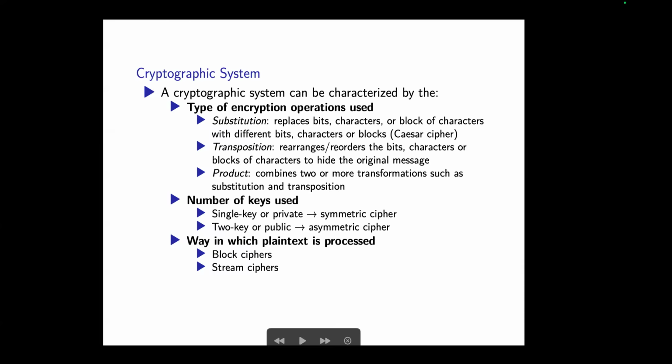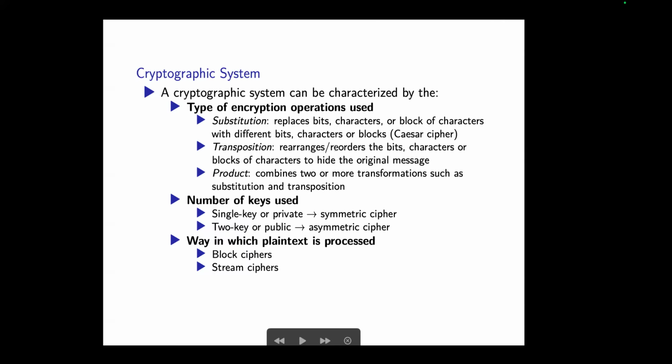So we will see later the concrete algorithms, how they do it and how they use those two mechanisms to achieve the complexity that makes them difficult for cryptanalysis, right? Okay, so single key, symmetric cipher; two keys, asymmetric cipher.